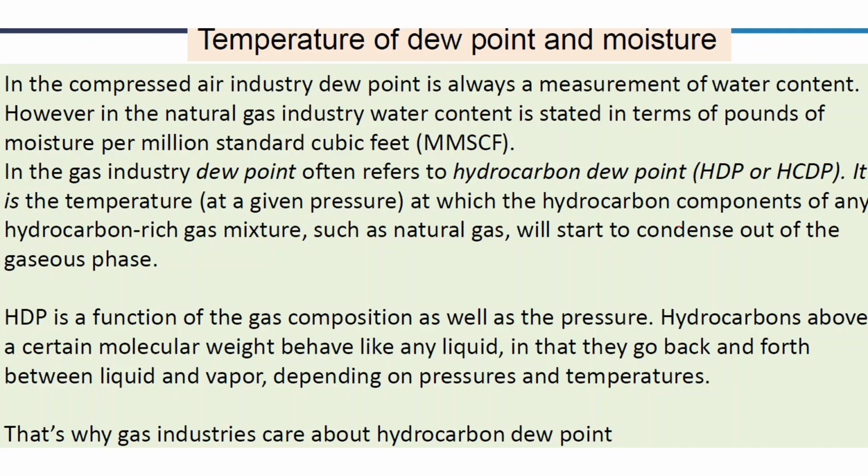Another characteristic is the dew point temperature and moisture. It is basically the dew point we are talking about. For a gaseous fuel, it is the minimum temperature at which the different hydrocarbons present in the gaseous mixture start to condense. Basically, we are talking about the hydrocarbon dew point. It is the temperature at which the hydrocarbon component of any hydrocarbon-rich gaseous mixture starts to condense.